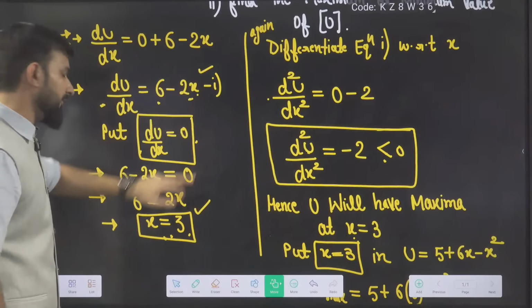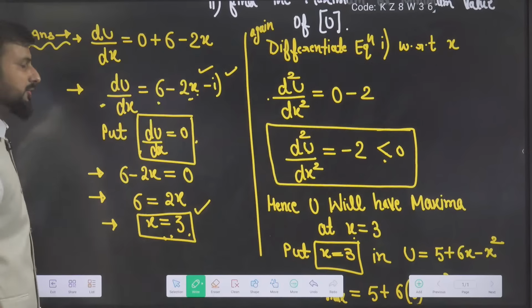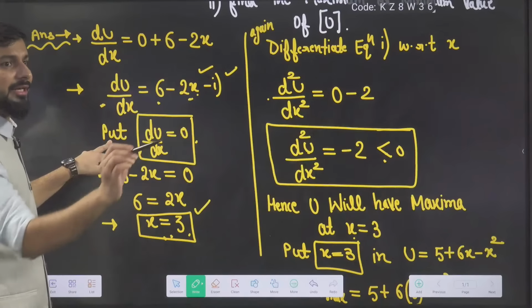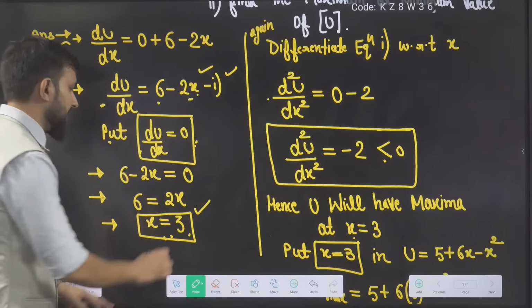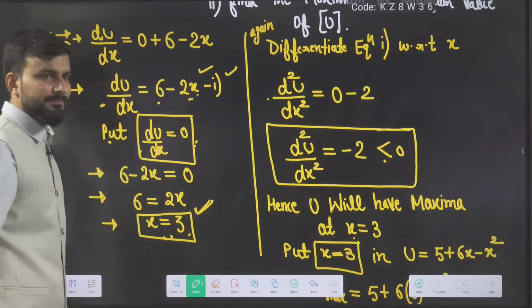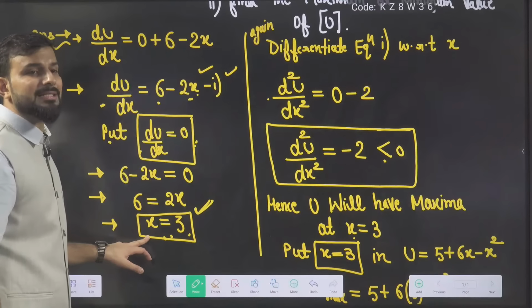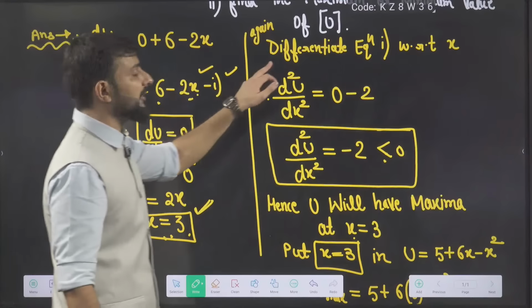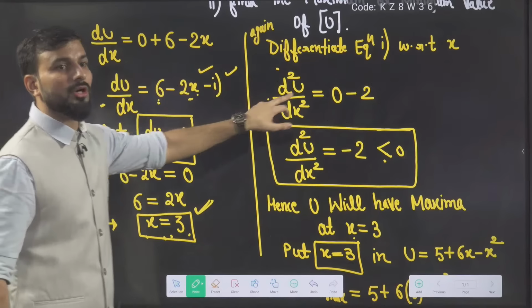Those students who know the differentiation, they have understood here. I'm 100% sure. Second step, I have written there. Put du by dx equal to 0. I have done that. I have got this value of x. But at this value of x, I'm not sure whether I will have maxima or minima. So I have to double differentiate this equation. So I differentiated this again. So I got this value.